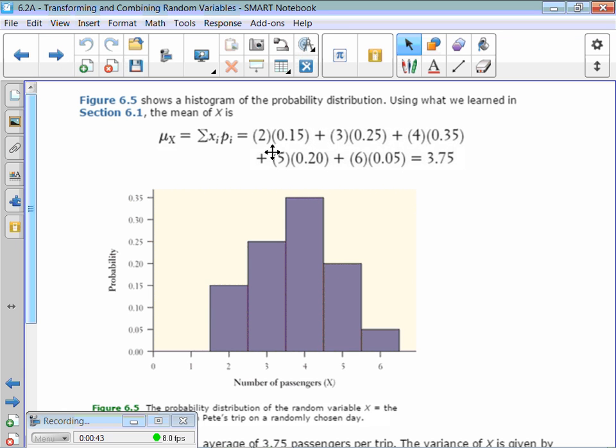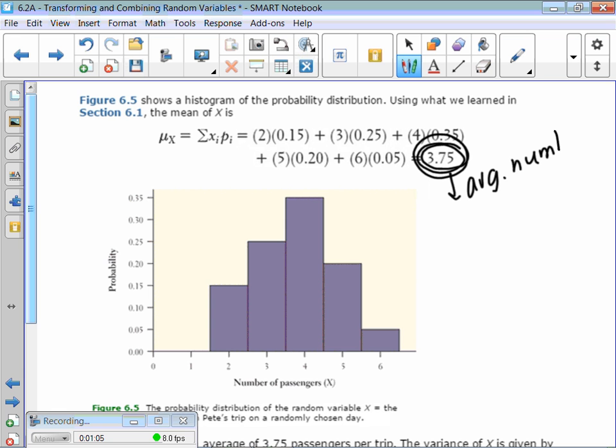So here's our mean. You multiply the number of passengers times its probability plus the next number times its probability, right? And we get the mean. What does this mean represent? Yes. Many, many days of passengers. What is this? Yeah. This is your average number of passengers on the Jeep Tour, 3.75.